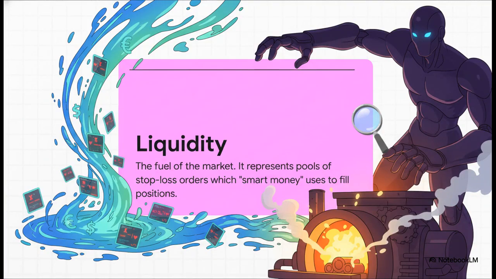So what is this liquidity that price is so obsessed with? Well, the simplest way to think about it is as the market's fuel. It's basically all the stop-loss orders sitting there from other traders. You see, huge institutions, what we call smart money, they need to tap into those pools of orders to fill their massive positions without wrecking the price. So price is drawn to that liquidity like a magnet.